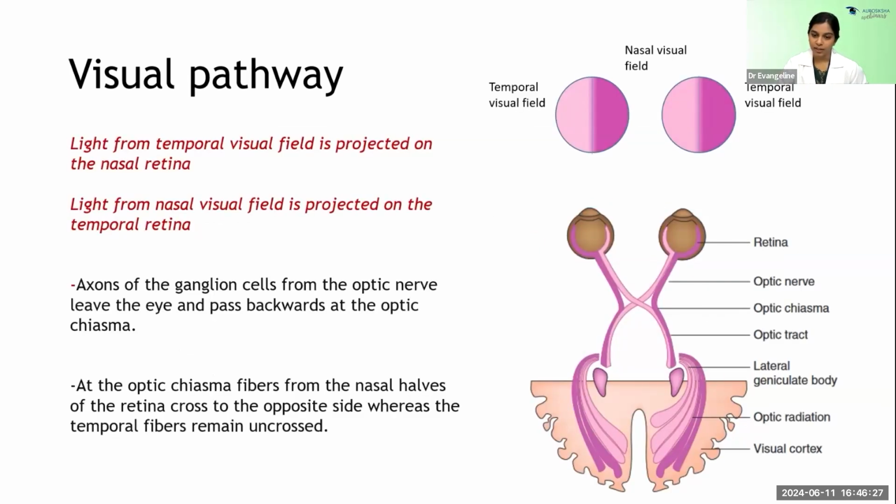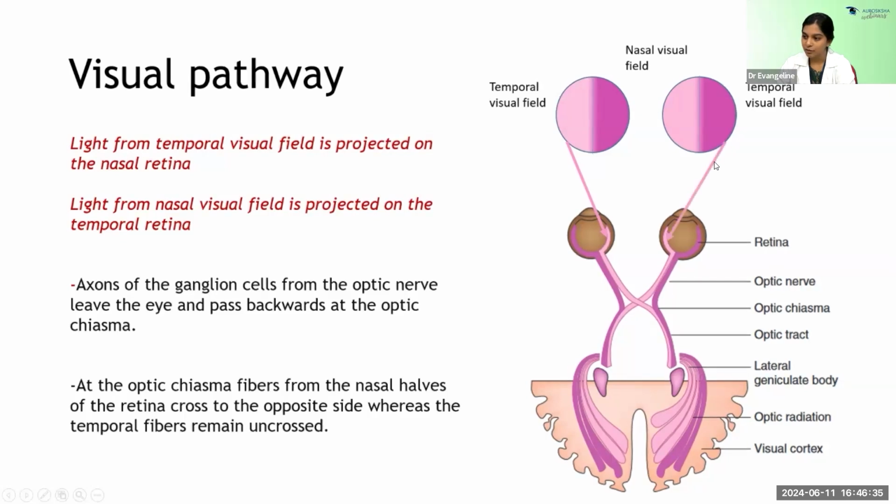The visual pathway. Light from the temporal visual field is projected on the nasal retina, and light from the nasal visual field is projected on the temporal retina. So they're going to be opposite.